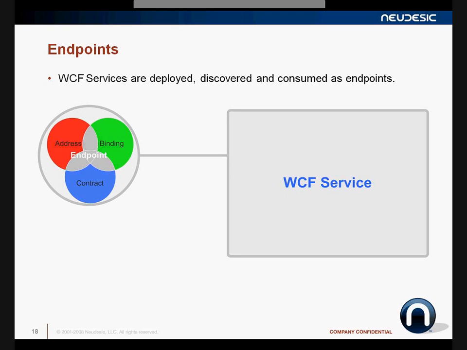But together, all three of these elements, the address, the binding, and the contract, form a triumvirate that is called an endpoint. And the unit of deployment for a WCF service is an endpoint, and services are then deployed, discovered, and consumed as endpoints. So if you're a client and you're going to be interacting with a WCF service, you'll basically need the information within an endpoint in order to generate the corresponding proxy and plumbing on the client side to be able to interact with that WCF service.